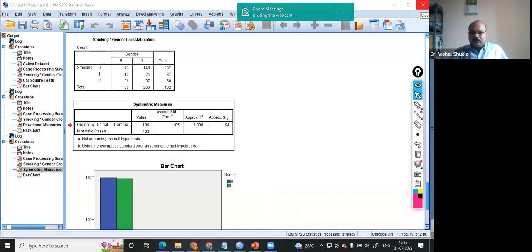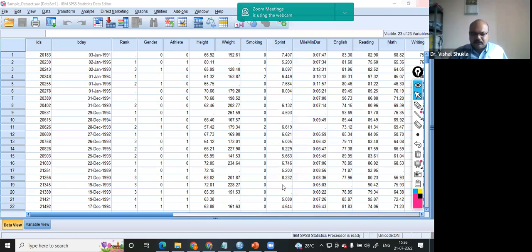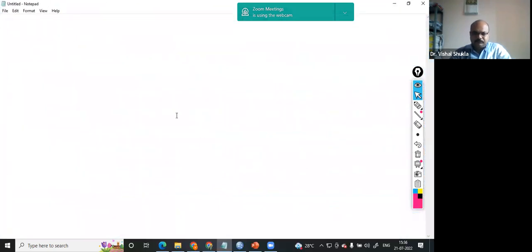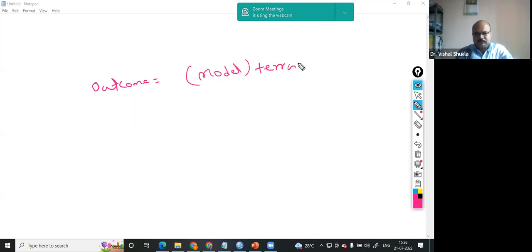Now this was all the tests of association. Let's move on to predictive analytics. Predictive analytics, basically I'll talk of regression. Quickly, can any one of you tell me the equation for regression? We all know that outcome is equal to model plus error. Now using this, can anyone tell me the regression equation?